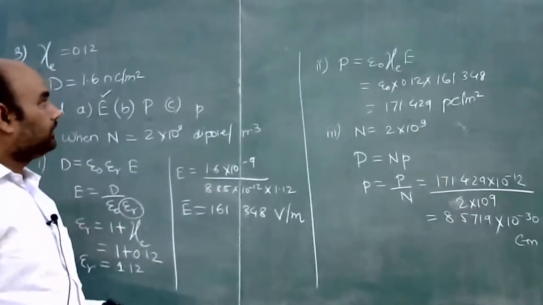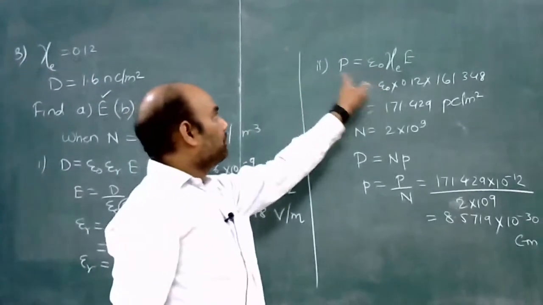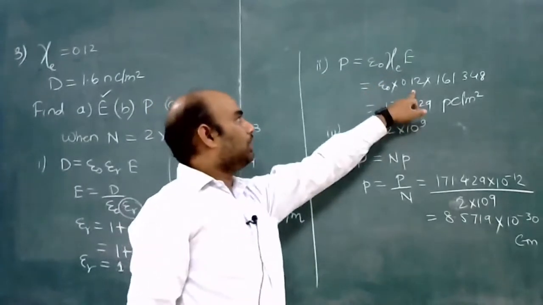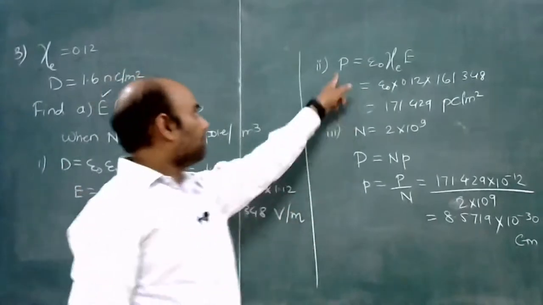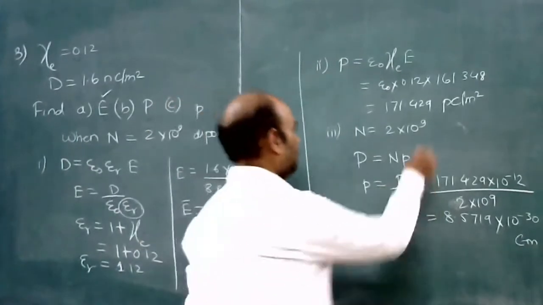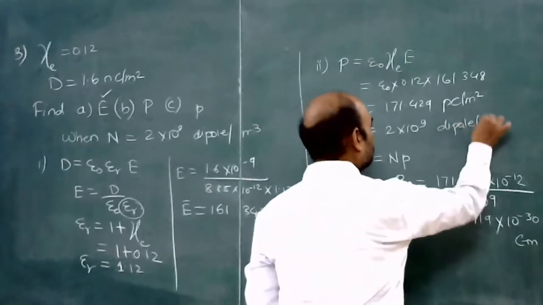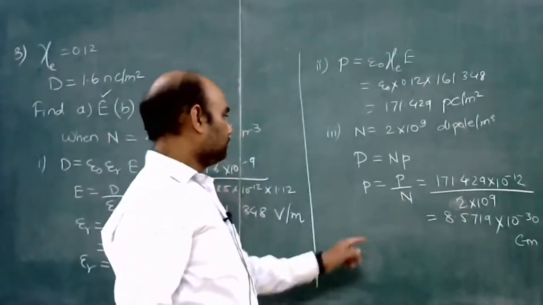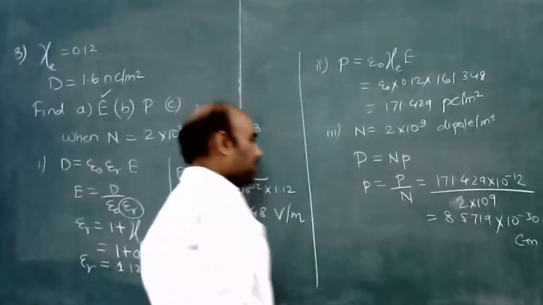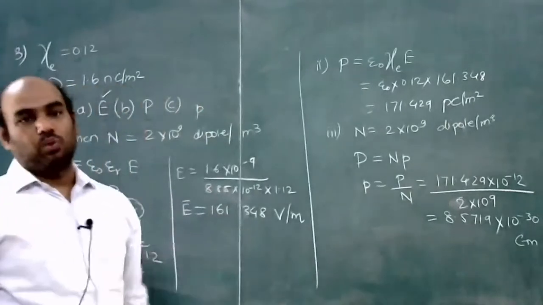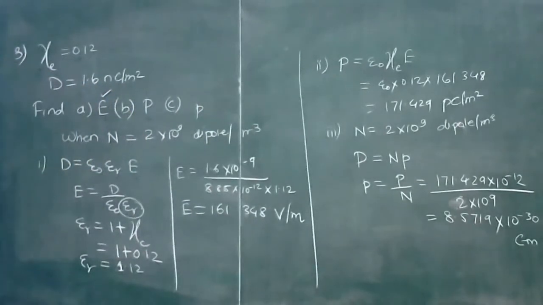Okay. And E is equal to this much. And then you have to find the value of P. So P is proportional to E, and epsilon naught chi e is the proportionality constant. So epsilon naught is known, chi e is given, E is calculated here. So you can find the value of capital P. Then n is given, dipoles per meter cube. Okay. So P is equal to n p. So small p is equal to polarization divided by number of dipoles per meter cube. So we can calculate dipole moment. So in this way, we can find the value of E, P, and p when chi e and D are given.